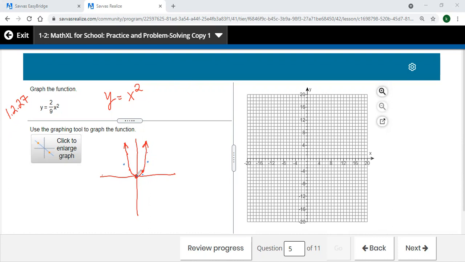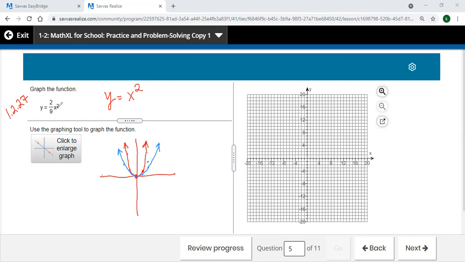So what it's going to do is make these arms grow slower, like that. So it's going to be wider, and they call that compressed. It's pressed, like you press those arms down. So when we go to graph that, I don't think we need to be all that specific. We just need the vertex and that first 2/9.